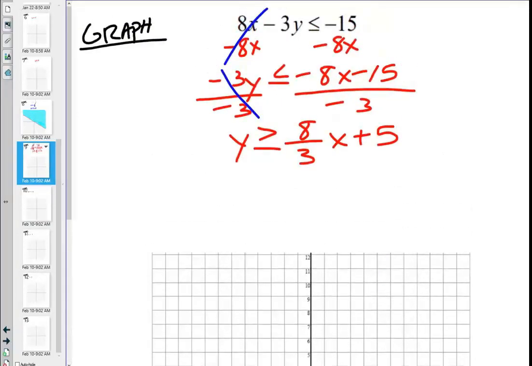Angel, what's my slope? 8, negative 8. I mean, no, 8 over 3. Yeah, it was 8 over 3. I thought that was a negative, my bad. It's okay, I don't have the best handwriting. Blanca, what's my y-intercept? 5. Good, 0, 5.